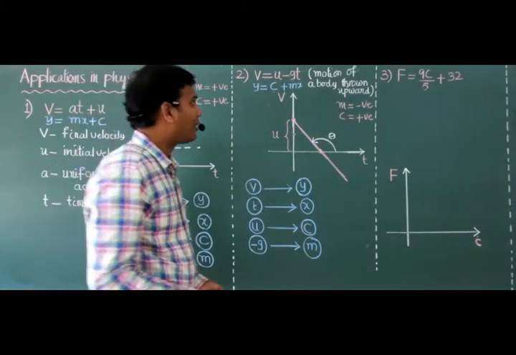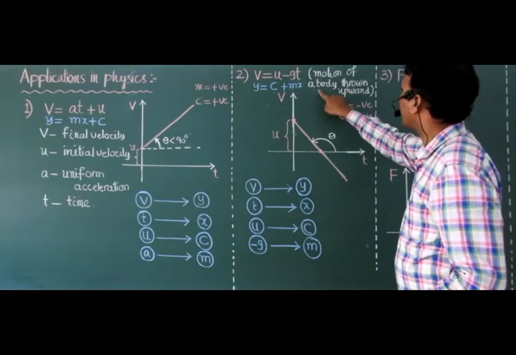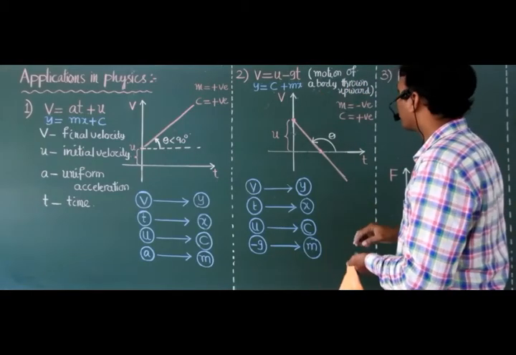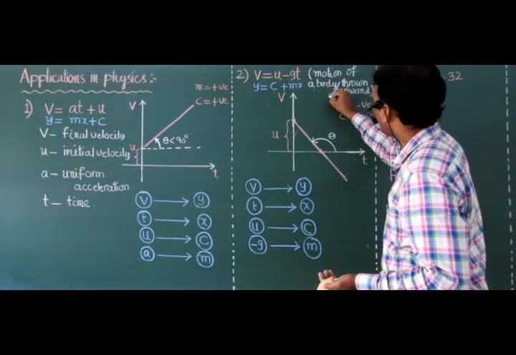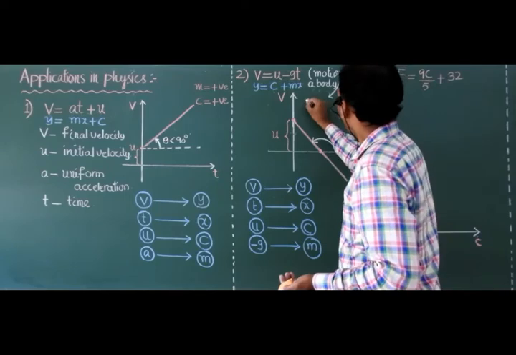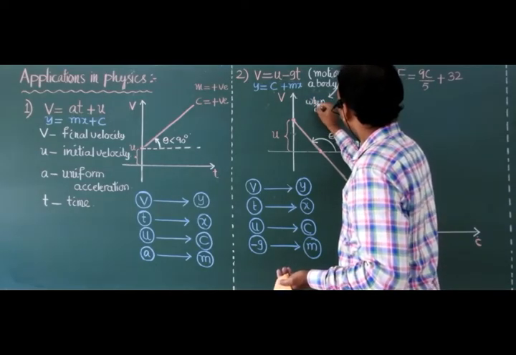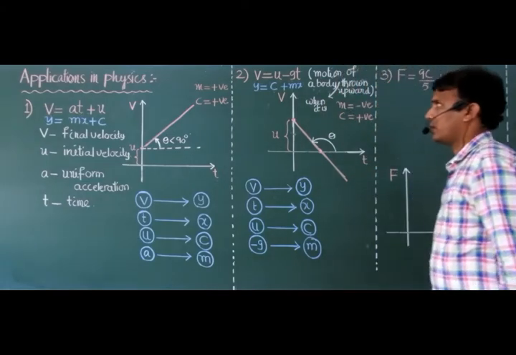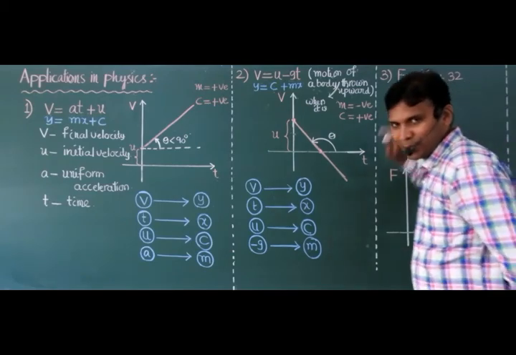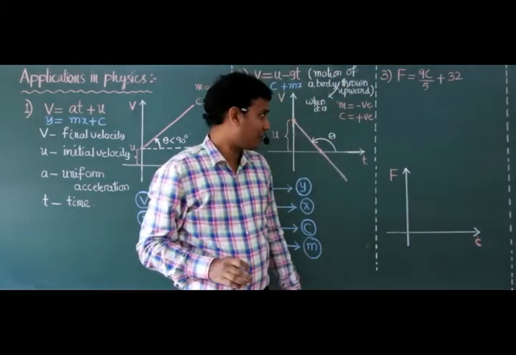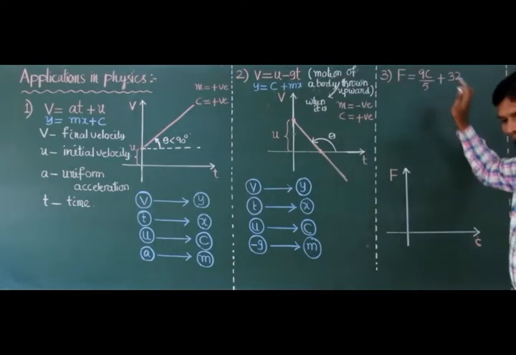Okay? When a body is thrown upward, motion of a body when it is thrown upward. So here there is no space. Please write down here: motion of a body when it is thrown upward. Clear? Right. Then next, the third one. This is a new equation. Okay? Here I will write. What is F? What is C?